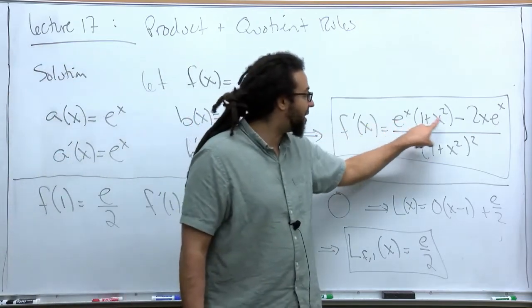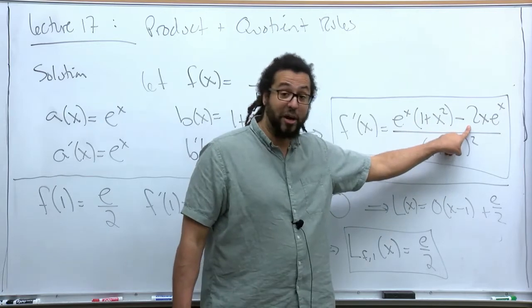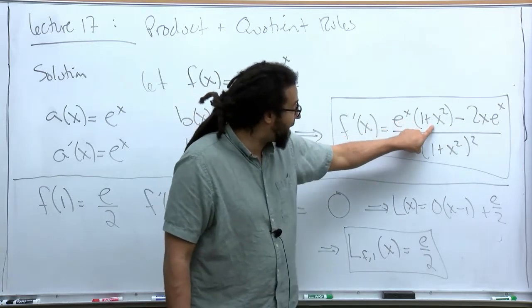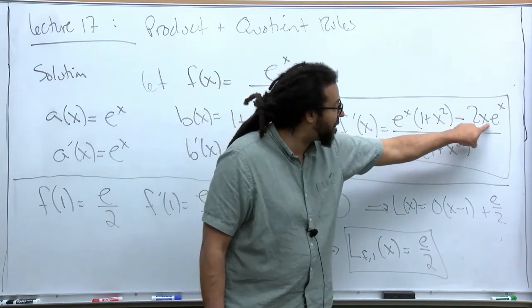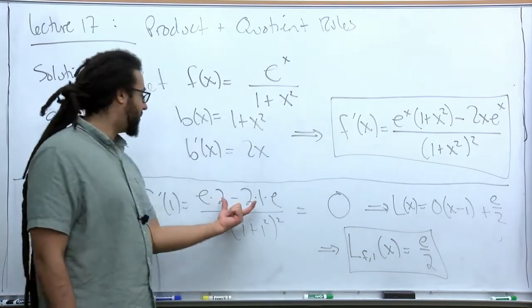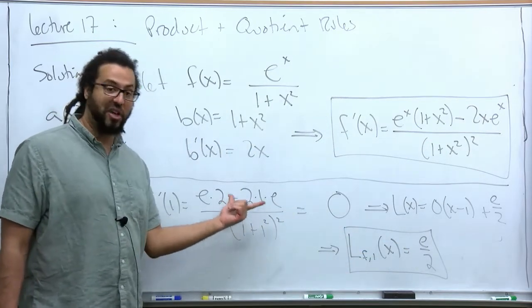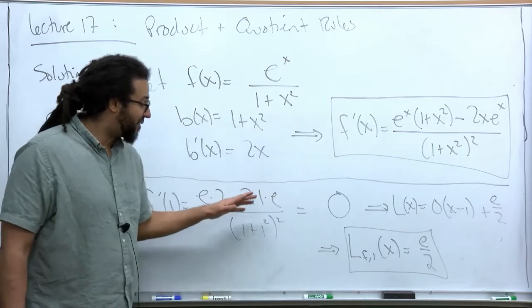And then f prime of 1, everywhere I see an x, I'll write a 1. So I get e times 2 minus 2 times 1 times e. So that numerator just gives us 0. So that means the derivative is 0.